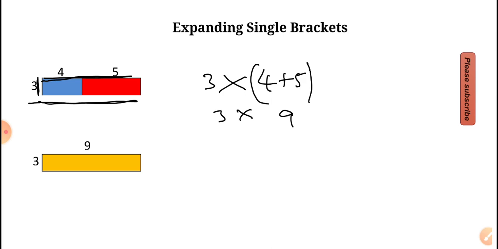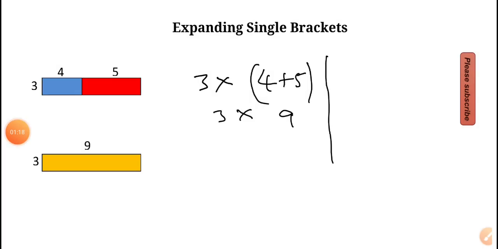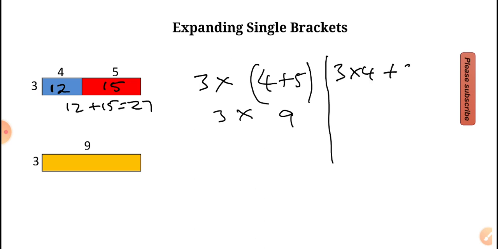There's another way of doing this though. I could have just said that the area of the blue rectangle here is 12, because 3 times 4 is 12, and the area of the red rectangle here is 3 times 5, which is 15, and then we do 12 add 15 is 27. So that's an alternative way of doing it. If we write this down properly here, we're saying do 3 times 4 first and then add 3 times 5. So 3 times 4 is 12, and 3 times 5 is 15. So 12 add 15 is equal to 27.